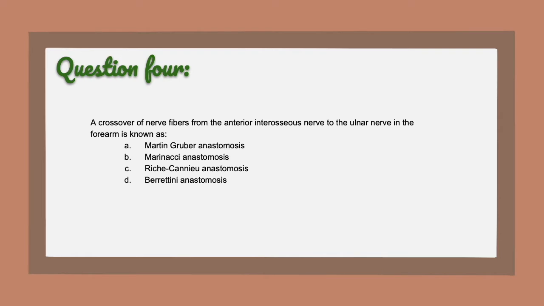Question 4, the answer is A, Martin-Gruber anastomosis. The Marinacci is the reverse Martin-Gruber, which is a rare interneural connection or communication between the ulnar nerve and median nerve in the distal forearm. Riche-Cannieu is a connection between ulnar and median motor nerve in the palm. And then Berrettini is a connection between the common digital nerves of the ulnar and median nerves.